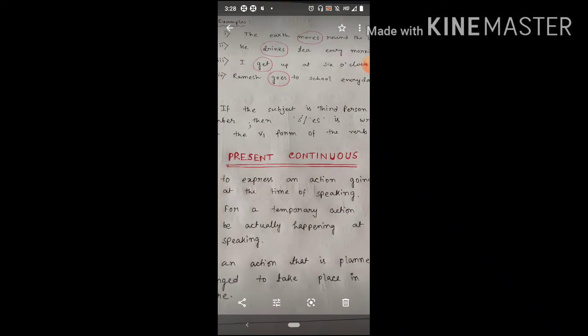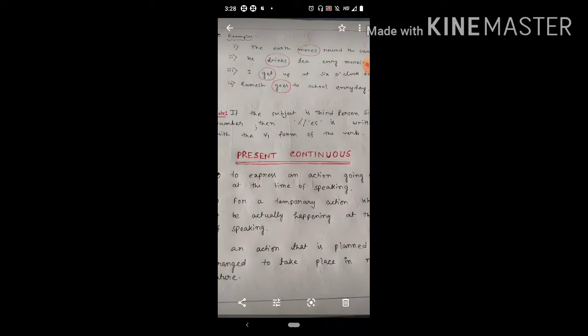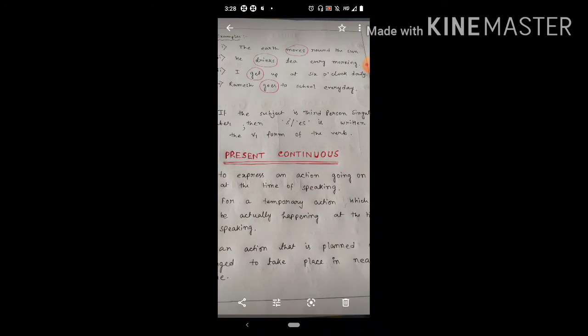Here are some examples of present indefinite or simple present tense. The first example is: The earth moves round the sun. As we know, it is a universal truth that the earth moves round the sun. Here the simple present tense is applied because it is a universal truth or eternal truth.